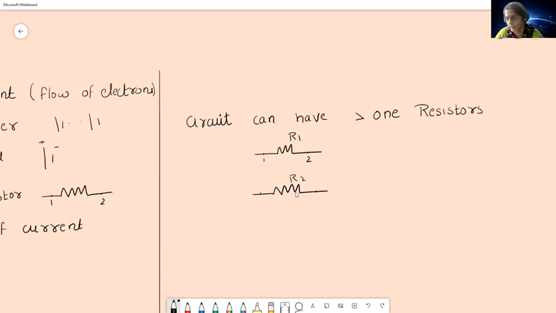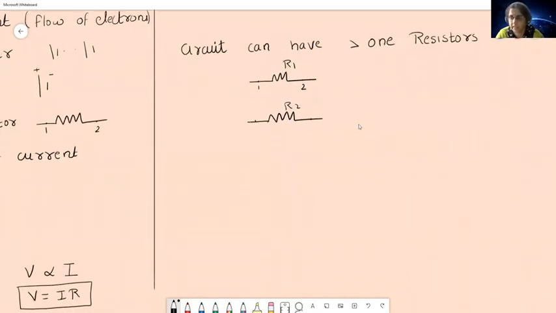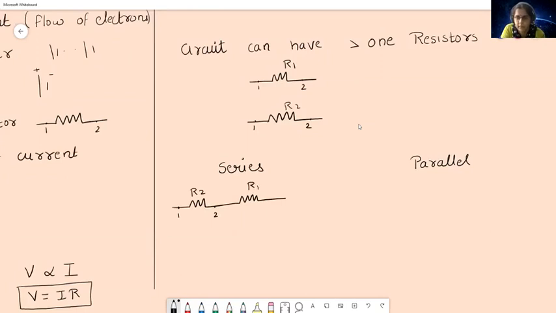Two resistors can be connected in two methods. One is series, another one is parallel. Series is end to end. What happens in series connection? I have one terminal, second terminal. The second terminal of R1 is connected to the first terminal of R2. That is, they are end to end connected. End to end connection is called a series connection.